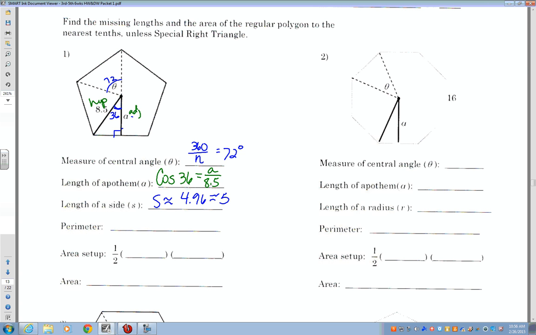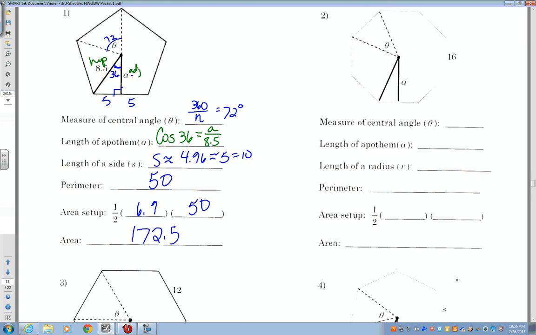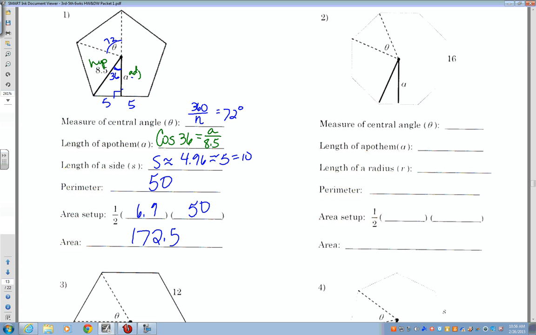All right, so what was our perimeter? Oh yeah, the side is 10. This part is 5, so the side is 10. You're right. Perimeter is 50, and then we're just plugging in each part. So 1/2 of, is it 6.9? And then 50, so 172.5. Are we okay on that? All right. This side? I got this to be 5 when I did trig, and then I double it. Okay on that?